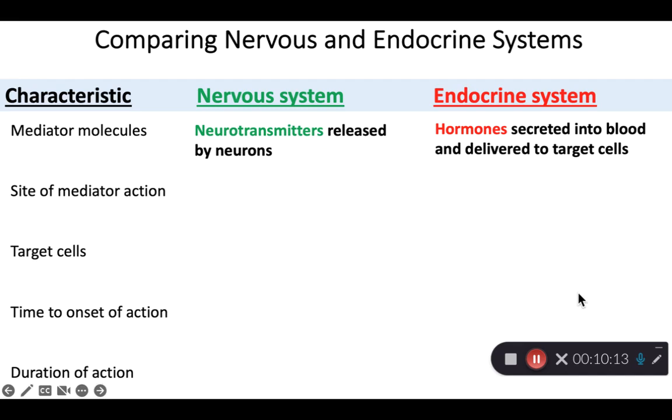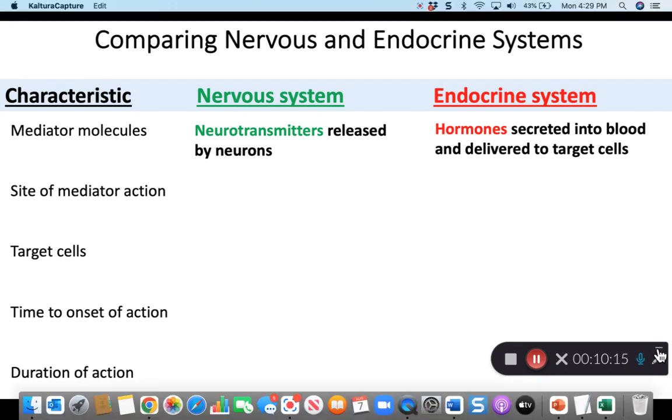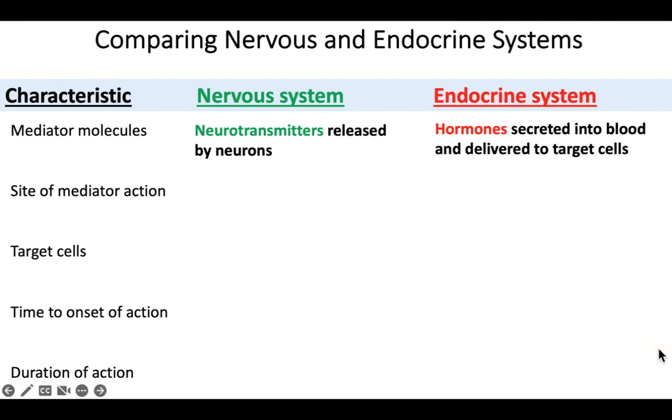This is a table just comparing some properties of the two major controlling systems. So in this column, we're going to go over how the nervous system works.